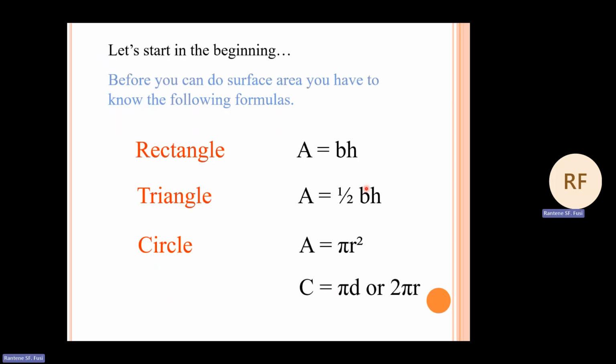But let's start in the beginning. Before you can do surface area, you have to know the following formulas. Rectangle, the area here is breadth multiplied by height. You can say length times breadth, but in this case, we'll be dealing with a breadth and a length in the form of a height. Then a triangle area is half base multiplied by height. The area of a circle, as you can see, is pi r squared. Then the C stands for the circumference of the circle, which is pi multiplied by diameter or 2 pi multiplied by radius.